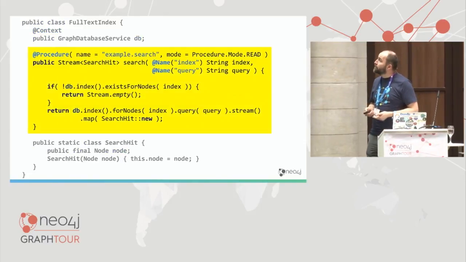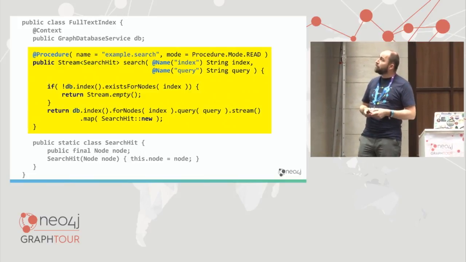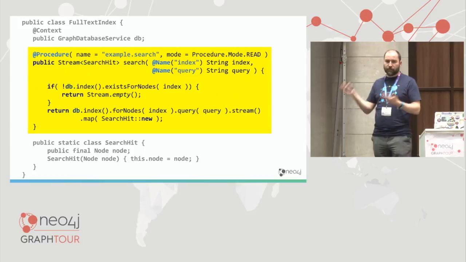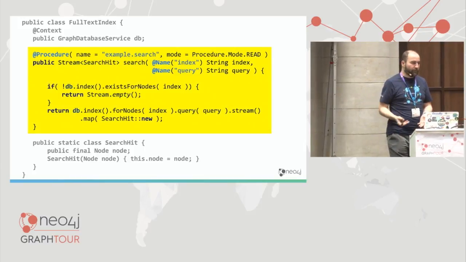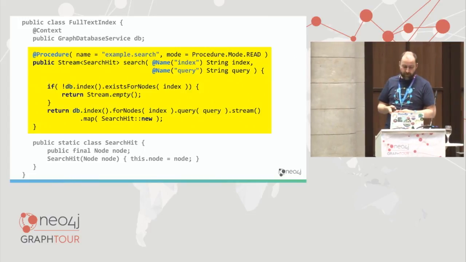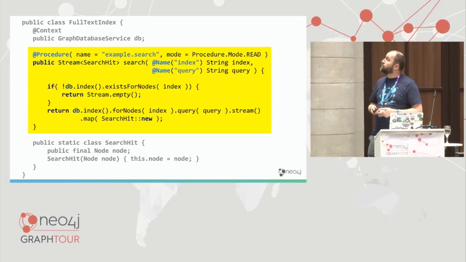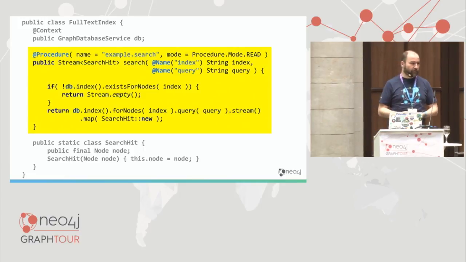And so this is the implementation. We don't have to go into details. Basically, you have an annotated method that gets parameters in, returns a stream of data, and then we implement our custom logic inside of this procedure. We can also get things like a graph database instance injected, and that's basically it, right? And if you just package this up as a jar, deploy it into Neo4j's plugins directory, then we can use them from Cypher.